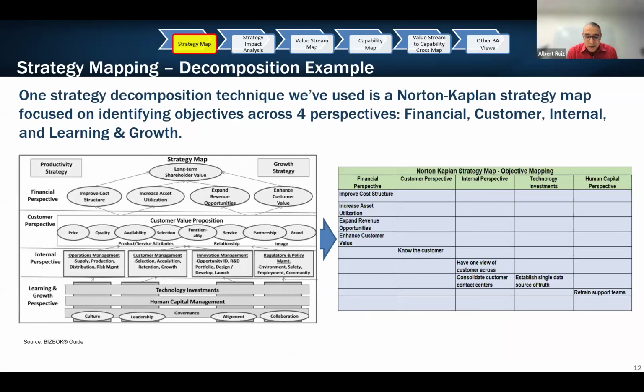Again, due to time constraints, I'll only cover, like I mentioned, the first 4 stages of our strategy to execution roadmap. As this slide shows, and many of you may be familiar with it, it's a Norton Kaplan strategy map. We like this strategy map because, from an internal perspective, we're looking at the business in terms of financial, customer, internal, and learning and growth perspectives.